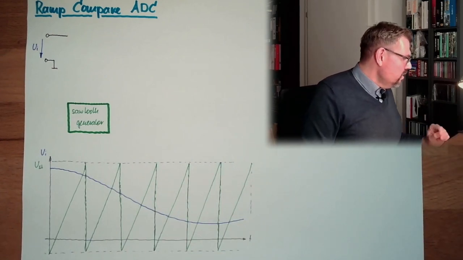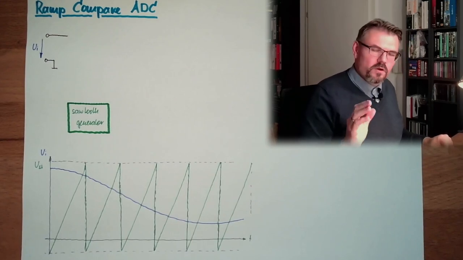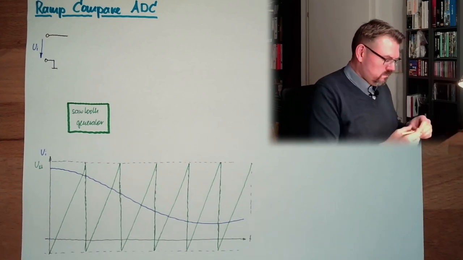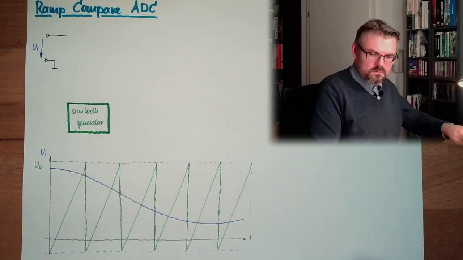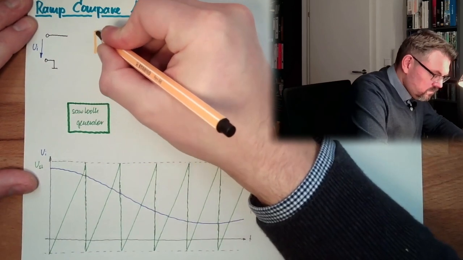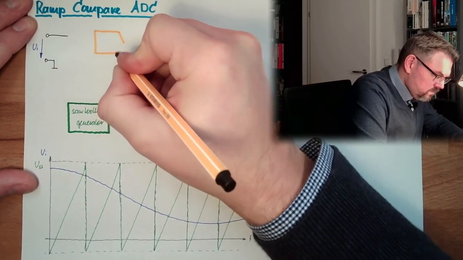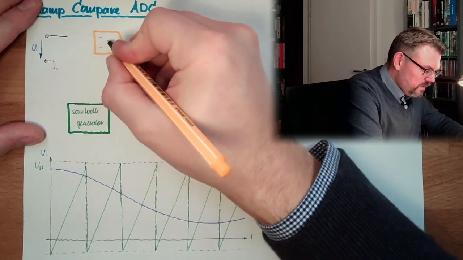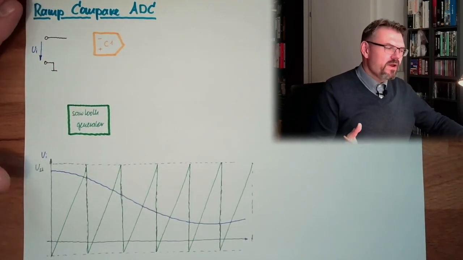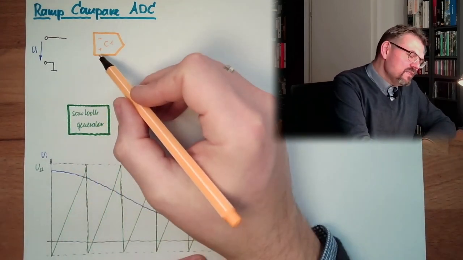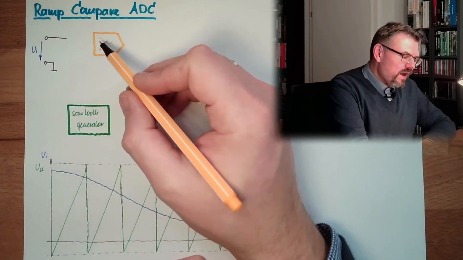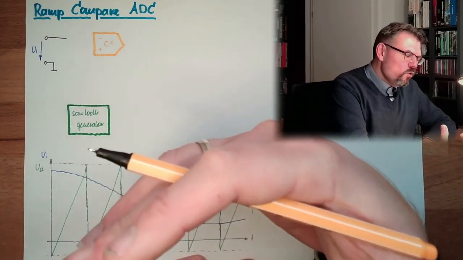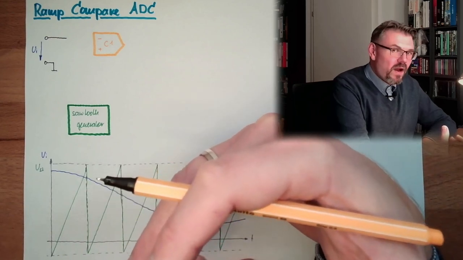Then we have two comparators. We have one comparator here. It has a minus and a plus input. This is comparator 1. What is a comparator? A comparator is comparing two voltages. If the plus input is higher than the minus input, then the comparator output is 1. Okay? So it's producing a digital signal whether the plus input is higher than the minus input.